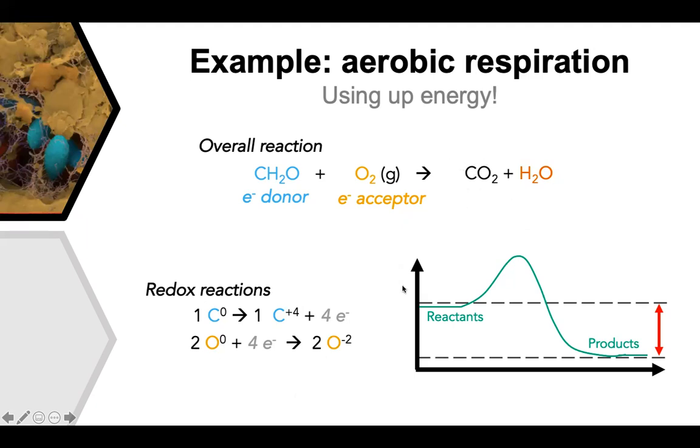And now remember, when we go through that, you have the reactants, and it gets oxidized, and the products. The difference between those energy levels is the amount of energy that gets released. So for example, if I was going for my run, this is the amount of energy that gets released so I can run.